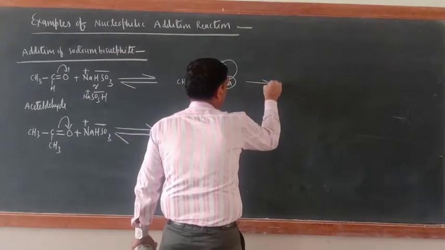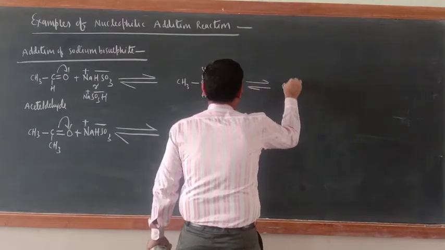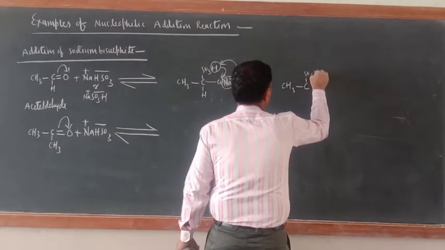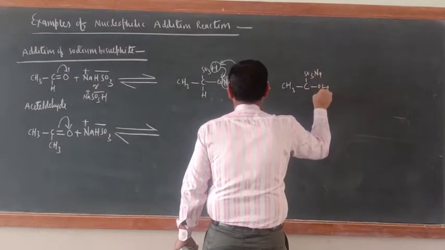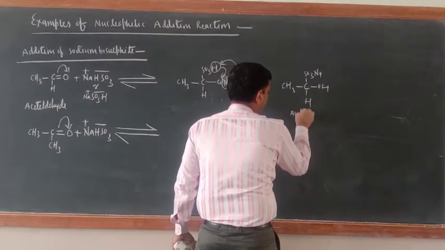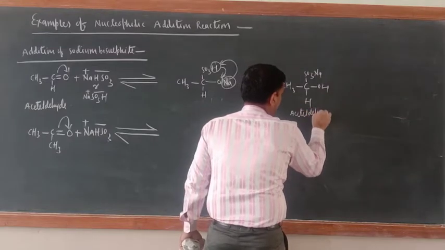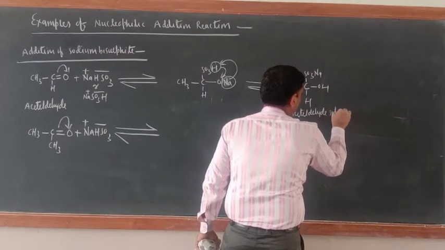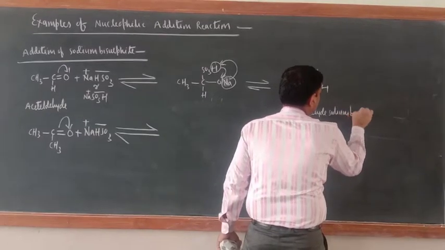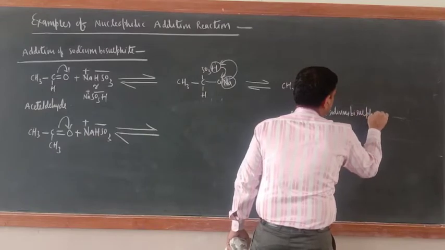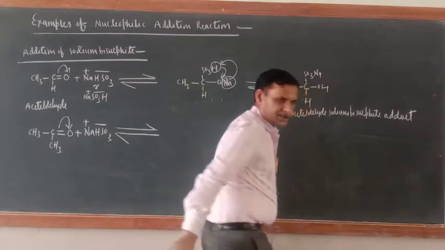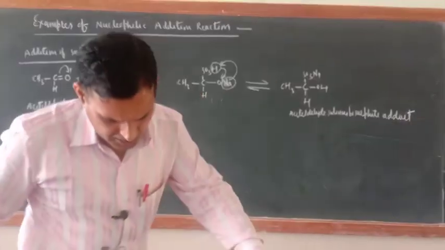So what is the next step now? Next step would be CH3C, here SO3Na, here OH, and here H. Now what is the name of this one? Acetaldehyde sodium bisulfite adduct. Adduct means addition product.